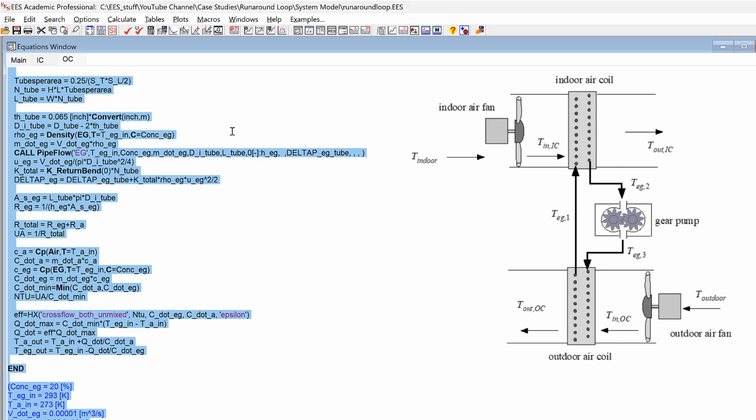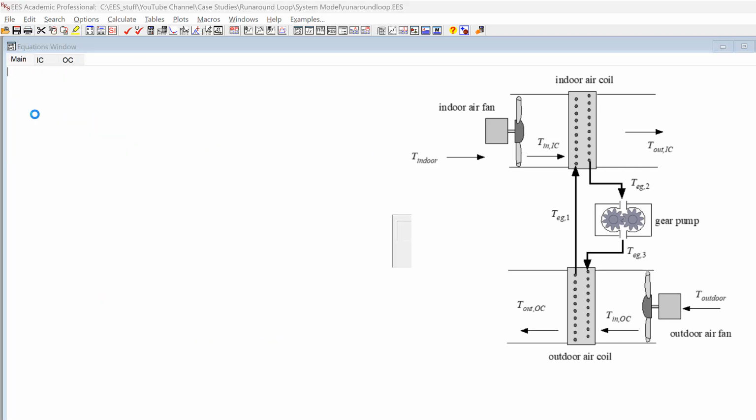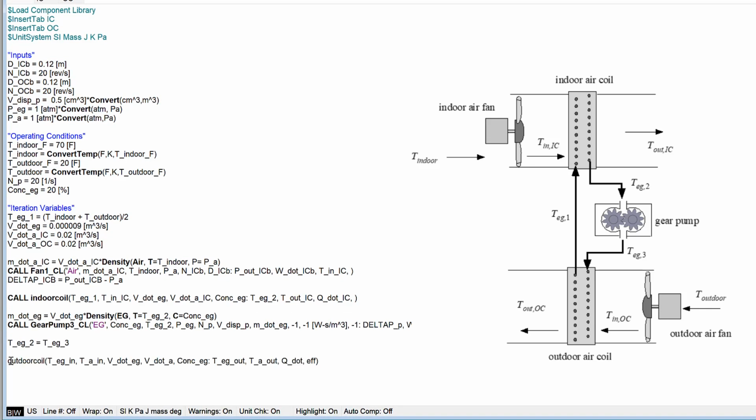Then finally, I got to go through the outdoor air coil. So go to this tab, call this procedure here, go back, and we're going to call, this is TEG3, this is the outdoor air temperature, right? T outdoor. This is the volumetric flow rate of the ethylene glycol. This is the outdoor air flow, concentration, and this is going to give me back TEG1.